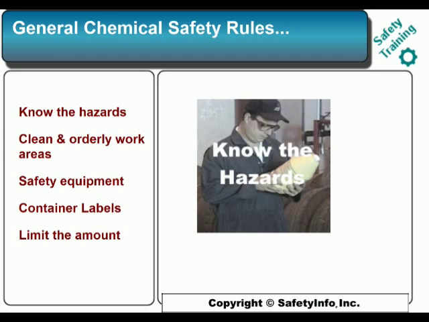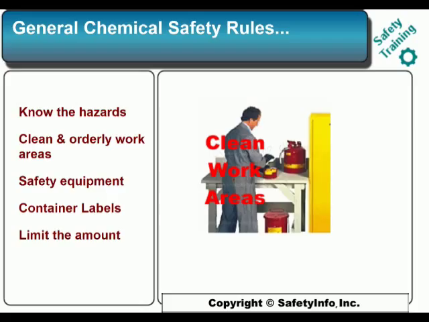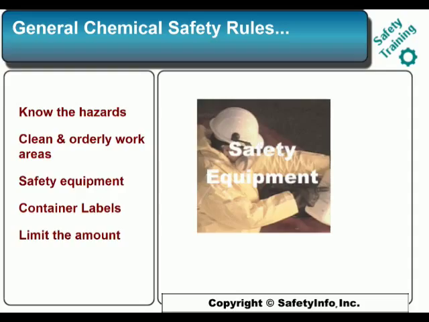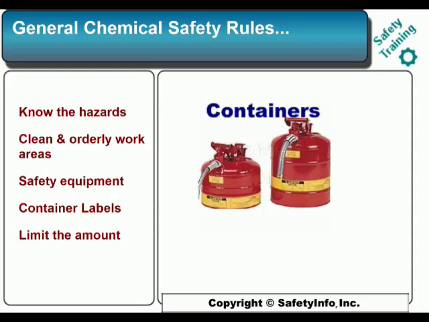Some of the most basic chemical safety rules include knowing the hazards of the chemical, keeping the work area clean and orderly, using the necessary safety equipment, ensuring each container is properly labeled, and limiting the amount of volatile or flammable material to the minimum needed.